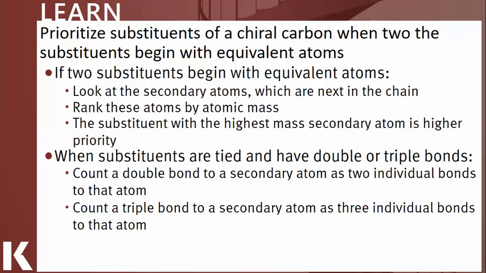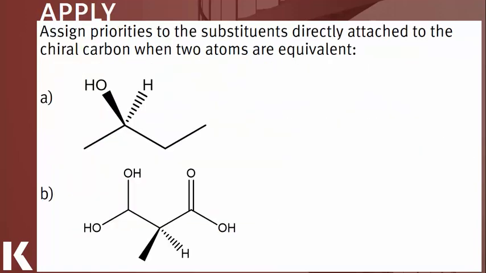There are some special rules when we have double and triple bonds. Specifically, if you have a double bond, you count it as 2 bonds to that atom. If you have a triple bond, you count it as 3 bonds to that atom. Okay, but all that sounds very abstract. Let's actually do some examples to make it more concrete.